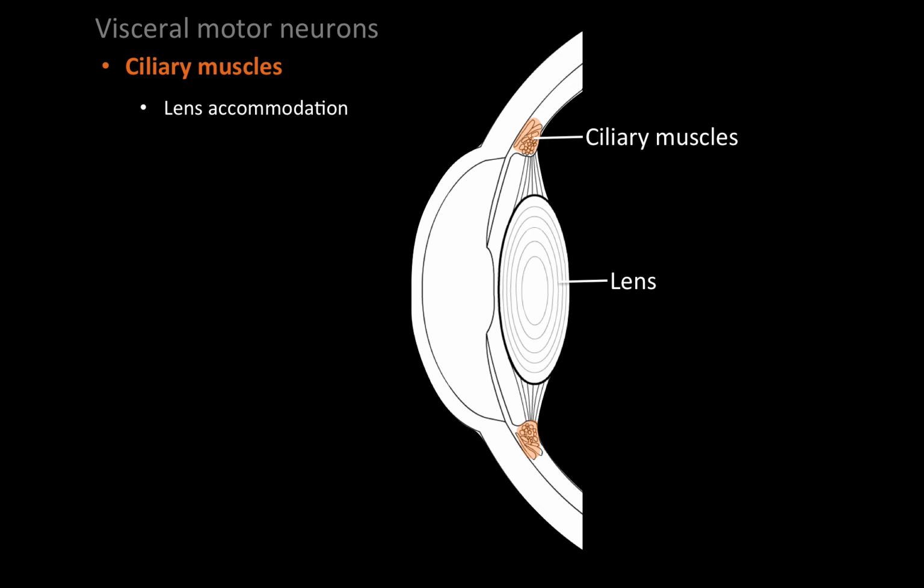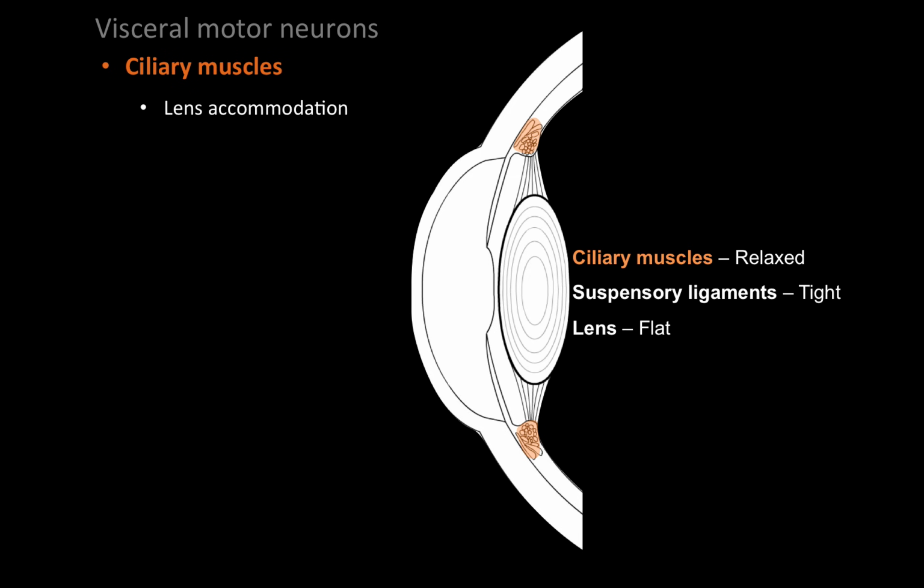And their function is they're going to help act on the lens, or to help change the shape of the lens, which is identified simplified there. And the ciliary muscles are attached to the lens by the suspensory ligaments. In this position, the ciliary muscles are relaxed. As a result, the suspensory ligaments are tight, and the pulling tight of those ligaments causes the lens to be more flat than it usually is.